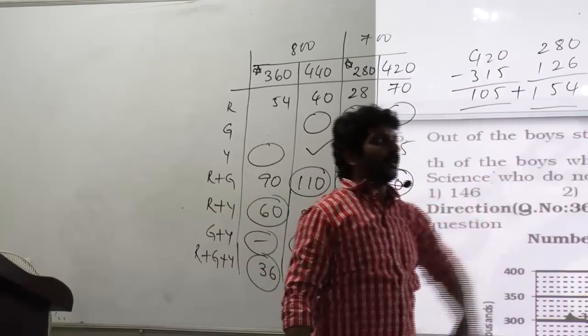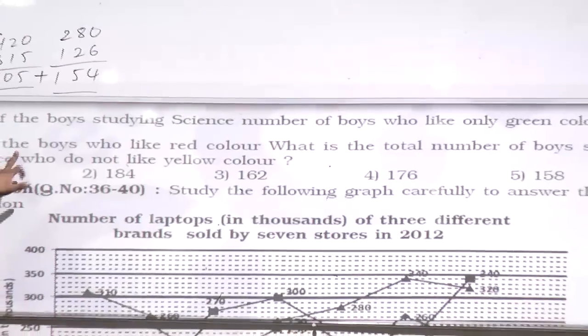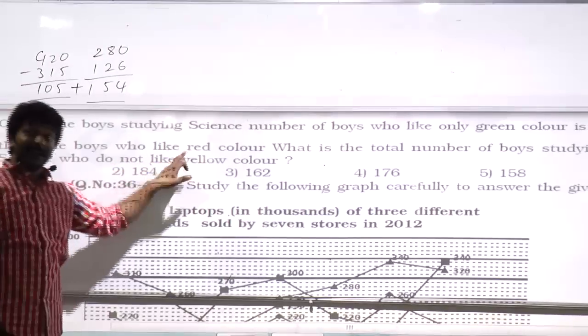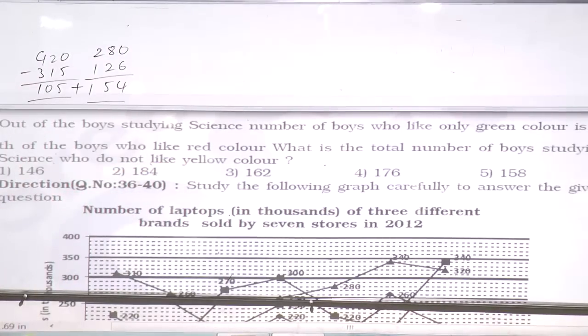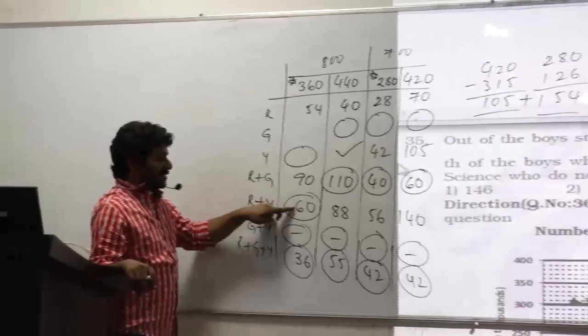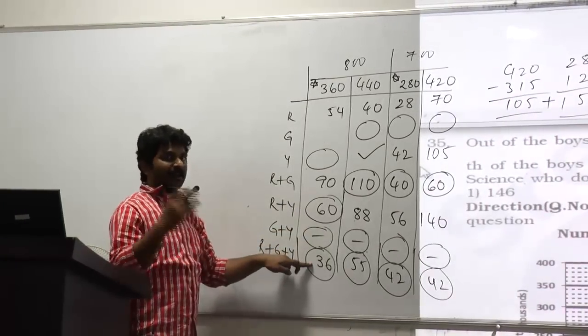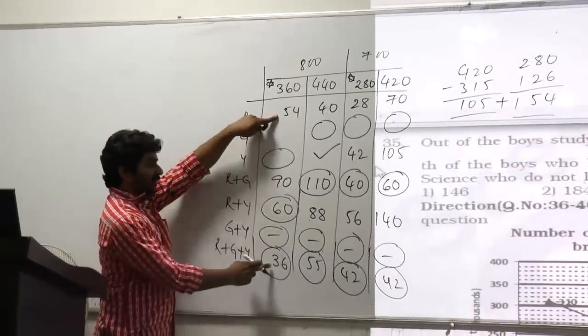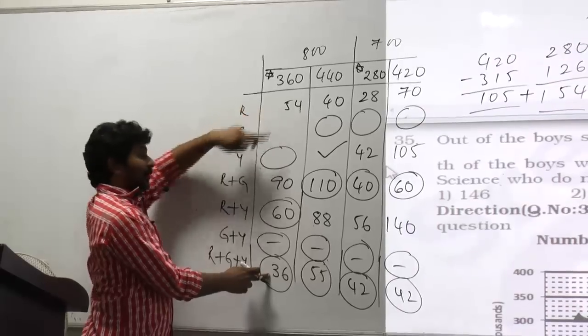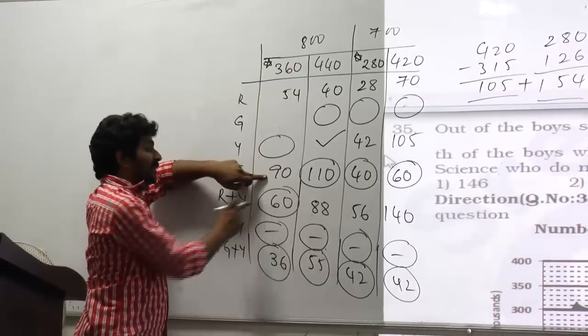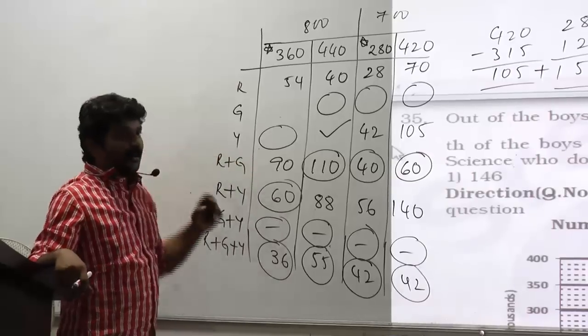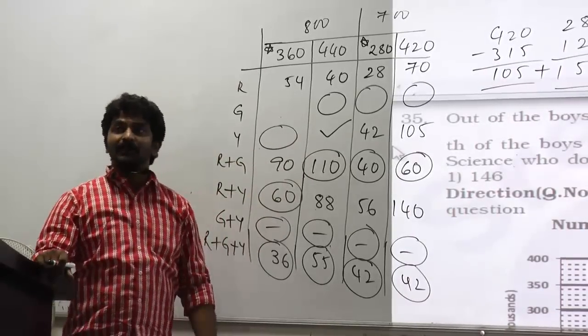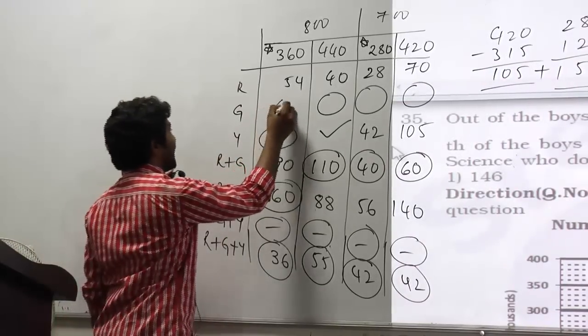The number of boys who like only green color is 1/6 of the boys who like red color. Who like red color is 54, 90, 60, 36. You need to add these values. 54, 36, 90, 90, 180, 60, 240. 1/6 of 240 is 40. So this gap is 40.